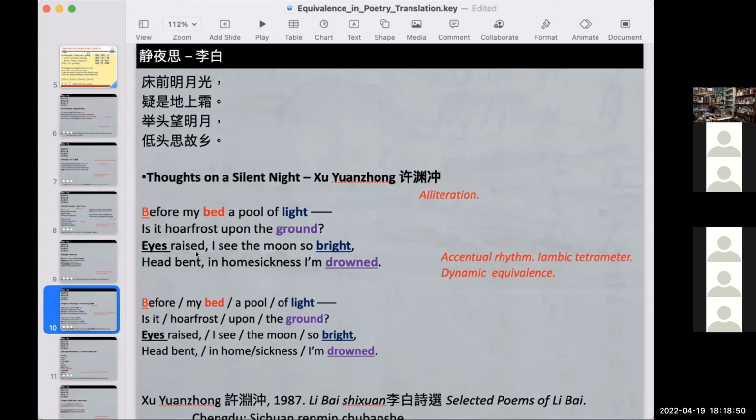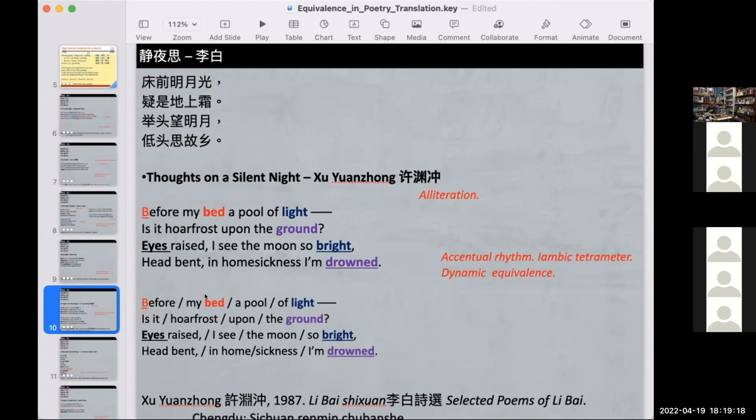Eyes raised, I see the moon so bright, head bent in homesickness, I'm drowned. You can feel that he kept this "drowned" to use it as an end rhyme. So you can see right away that this is not natural English. But as far as the rhythm is concerned, he did a great job.